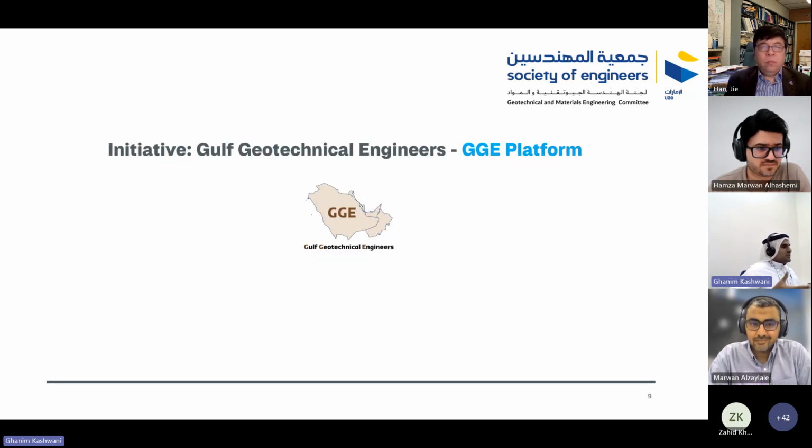Now there is an initiative led by Engineer Hamza, and we call it Gulf Geotechnical Engineers. And I think this will be the beginning point for it. This initiative is in the Gulf area, because we have almost the same challenges in terms of the geotechnical, the weather and the formation, and this initiative will help a lot.